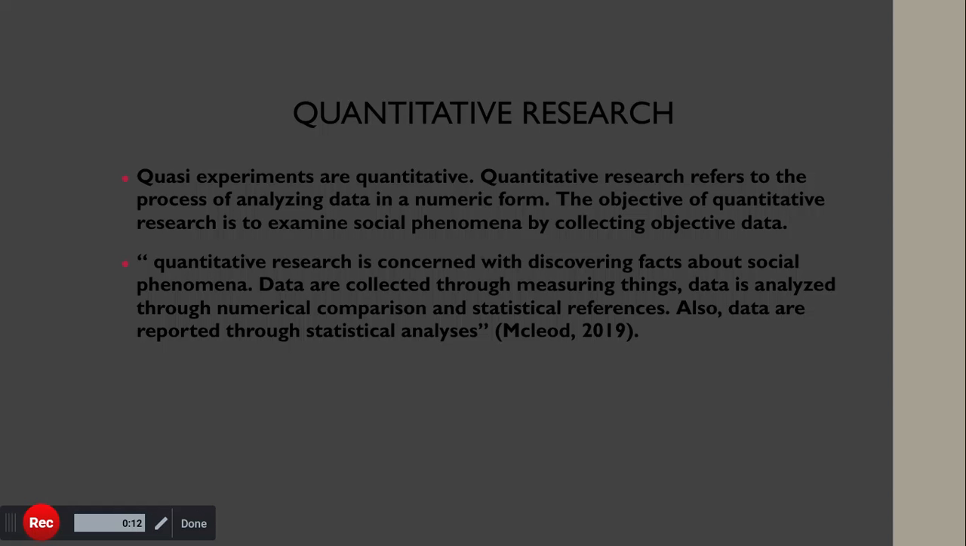So, quantitative research. Quasi-experiments are quantitative. Quantitative research refers to the process of analyzing data in a numeric form. The objective of quantitative research is to examine social phenomena by collecting objective data. Quantitative research is concerned with discovering facts about social phenomena. Data are collected through measuring things, data is analyzed through numerical comparison and statistical inferences. Also, data are reported through statistical analysis.